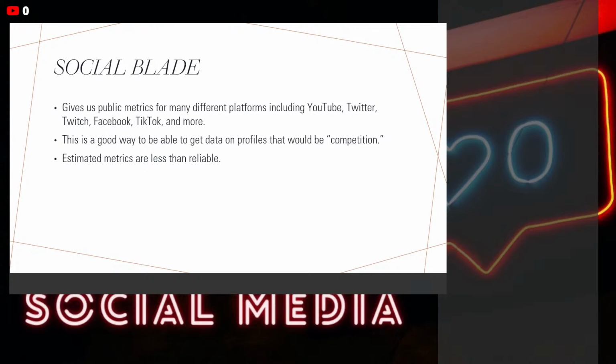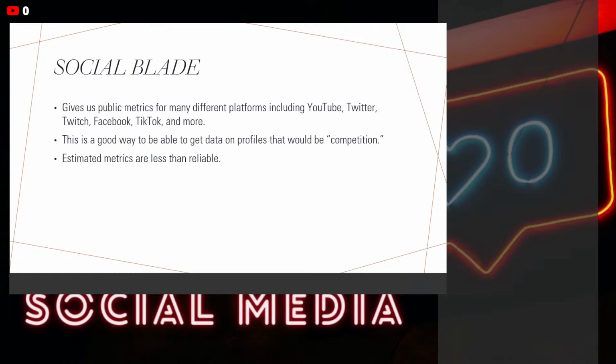So Social Blade is probably the big public site. The idea is that it integrates with the APIs for these different sites, and through its own algorithms comes up with different calculations for what these metrics mean on different platforms. They utilize many different platforms to get data: YouTube, Twitter, Twitch, Facebook, TikTok, whatever. And this is a good way to get data on profiles that would be competition.